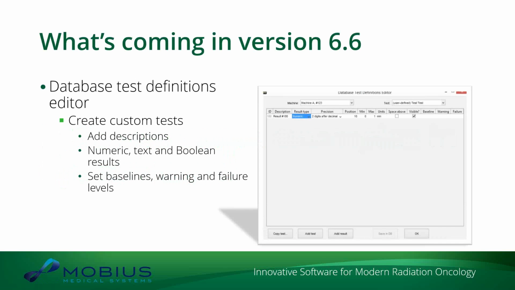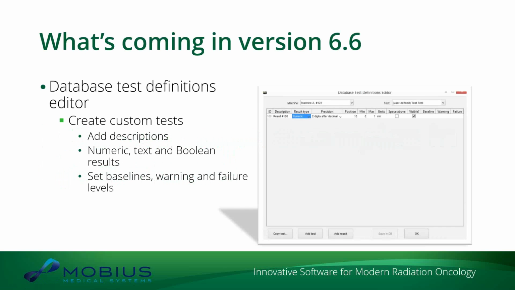But let's say you want to track that the door alarm was tested every day. You can easily create that test. You basically go in, add the description of the test, and decide whether it is a numeric test, a text test, or a Boolean result. If you're doing the door warning test, you would do that as a Boolean. Did it pass? True, false. And then you can set your baselines, your warning and failure levels, and then these tests can be filled in on either a daily, weekly, or monthly basis, however you have that test set up to be done.